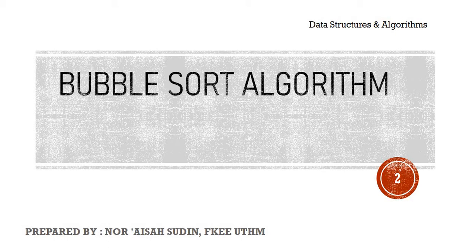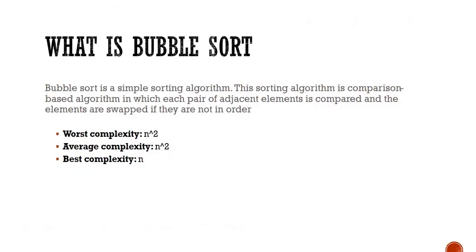In this video, I will explain one of the sorting techniques, which is the bubble sort algorithm. It is a simple sorting algorithm among the other sorting algorithms. It is also known as a comparison-based algorithm, where we need to compare the adjacent elements and swap the elements if they are not in order.